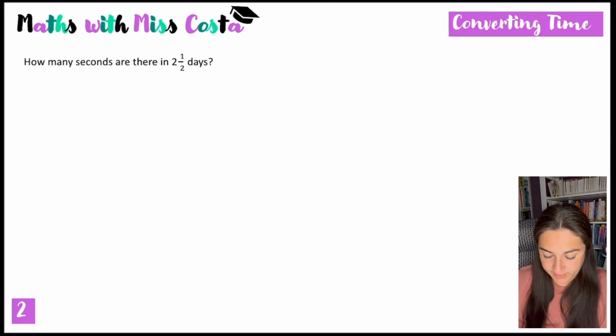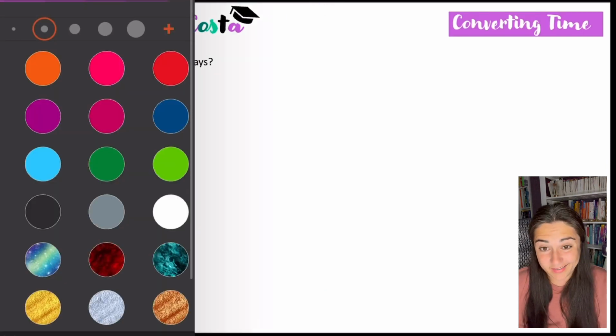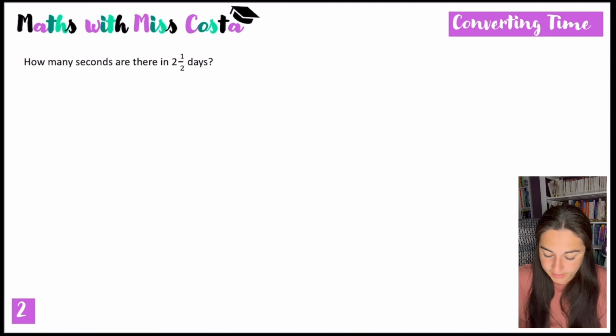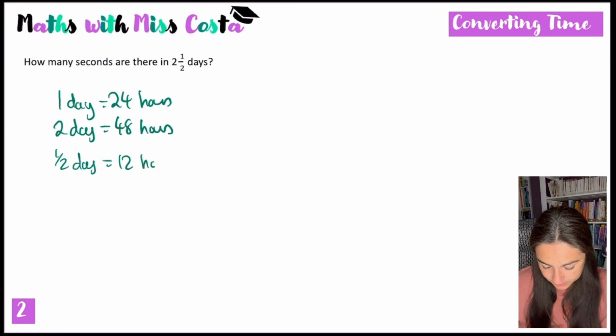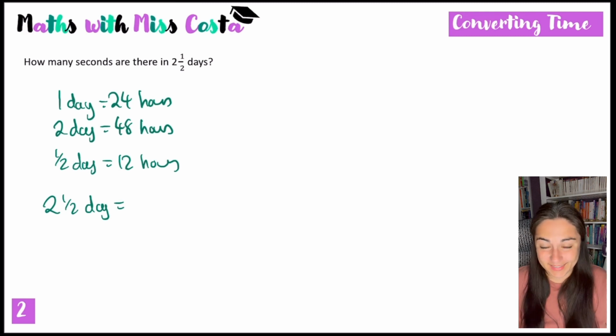Okay, next we've got converting time. So how many seconds are there in 2.5 days? First of all, let's say how many hours are there. So we know that in 1 day, there are 24 hours. So in 2 days, there would be 48 hours, and half a day would be half of 24, which is 12 hours. So 2.5 days is 48 plus 12, which is 60 hours.